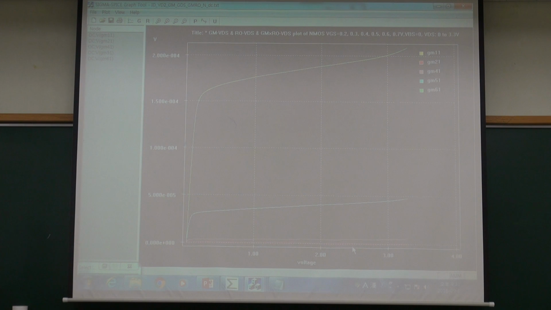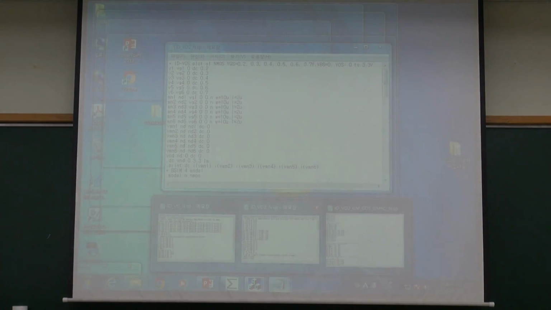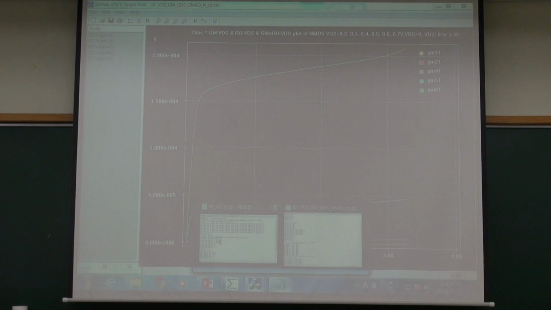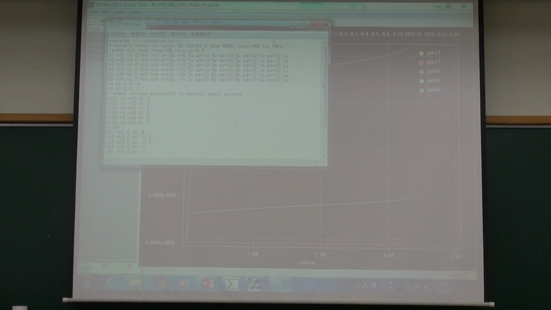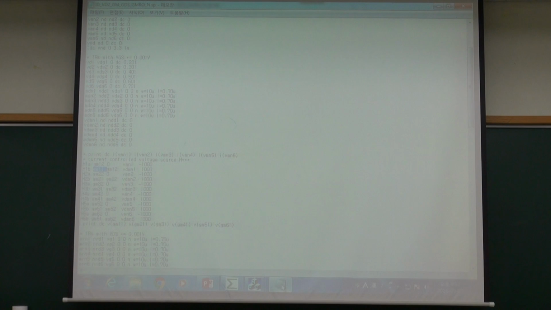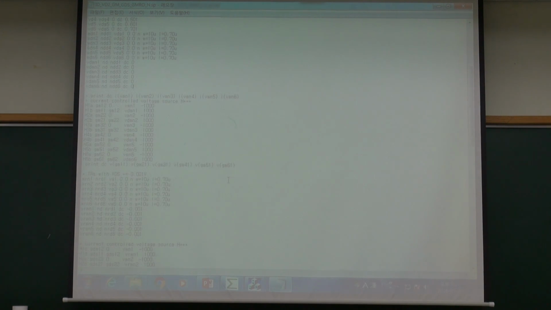No? Okay, so if you don't have any questions, let's move to GMB. GMB can be calculated similarly. Okay, this is the GMB thing. Oops, wrong. Oh yeah, here. So that's a GM. I used a current controlled voltage source here, right?